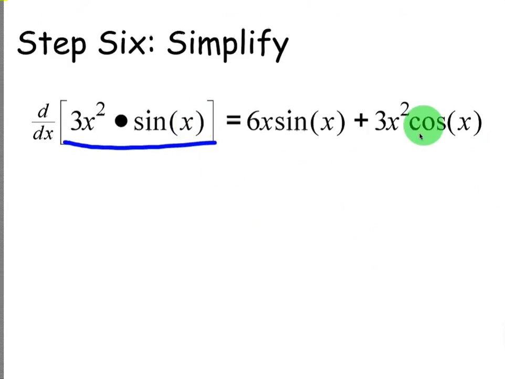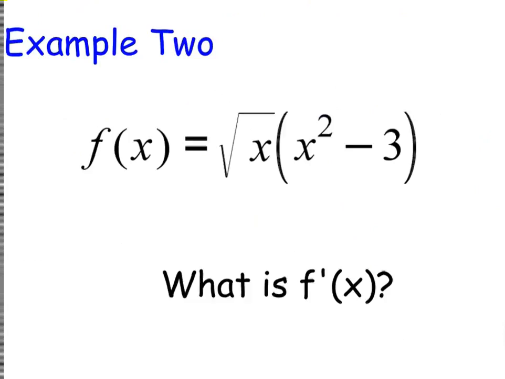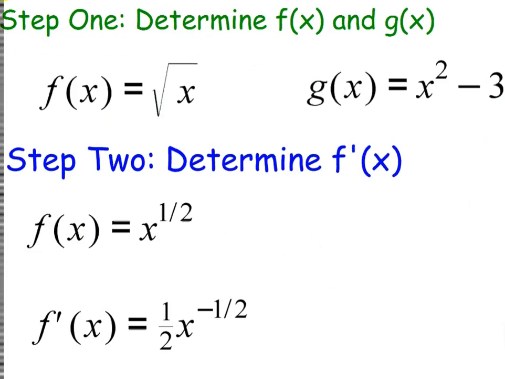So that's a simple one. Let's do one where we have to do a little bit of simplification. Say we have f of x equals square root of x times x squared minus 3. Right off the bat, you can see this is two different functions being multiplied. I'm going to label the first one f and the second one g. So f is square root of x, g is x squared minus 3.